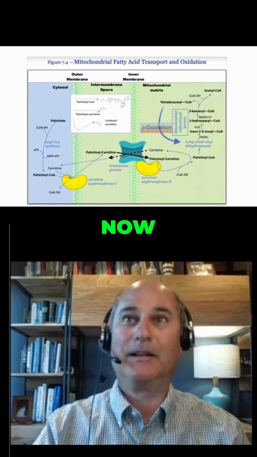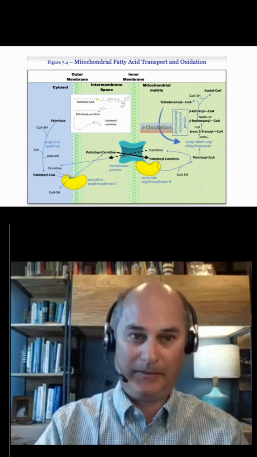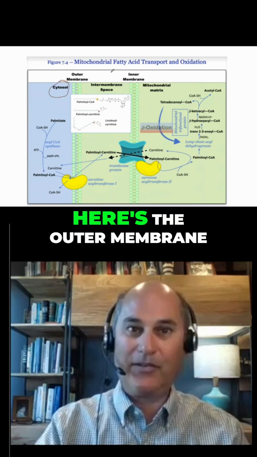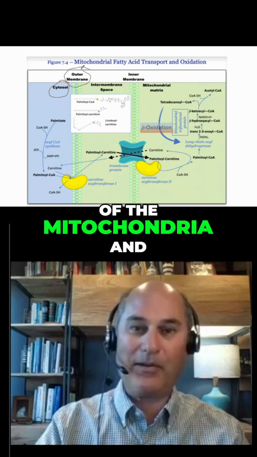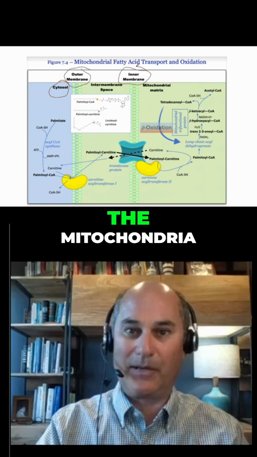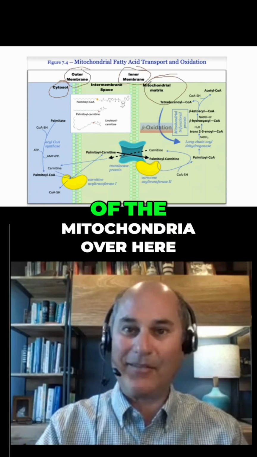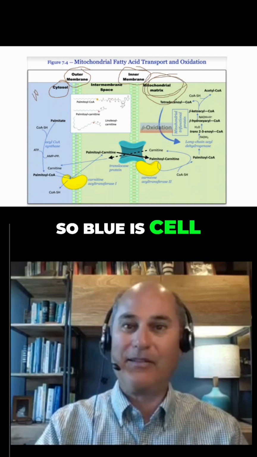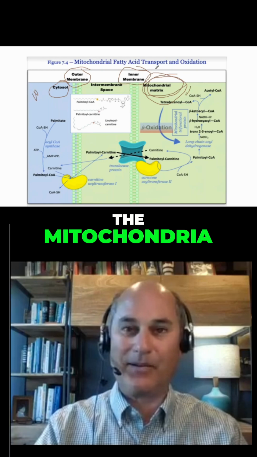Now, first, let's get oriented here. Here's the cytosol. Here's the outer membrane of the mitochondria and the inner membrane of the mitochondria. And here's the inside of the mitochondria over here. Okay, so blue is cell, all the way on the right is inside the mitochondria.